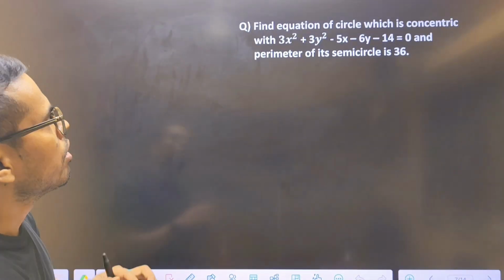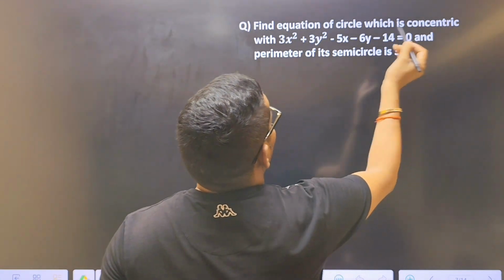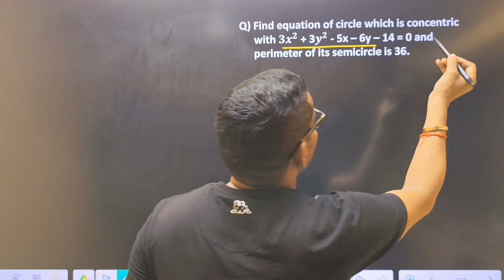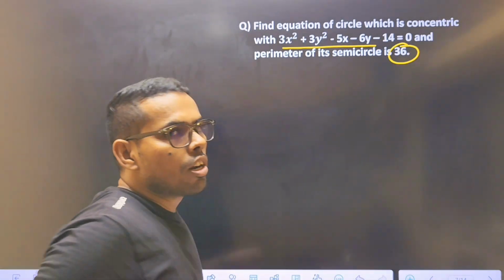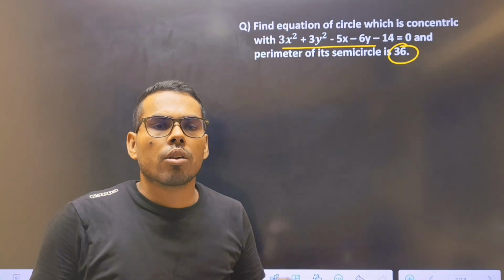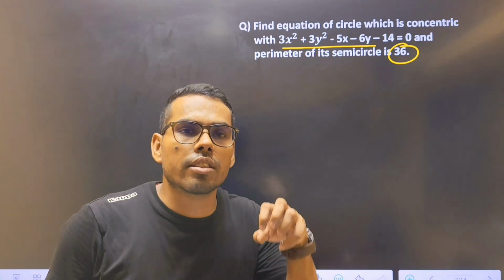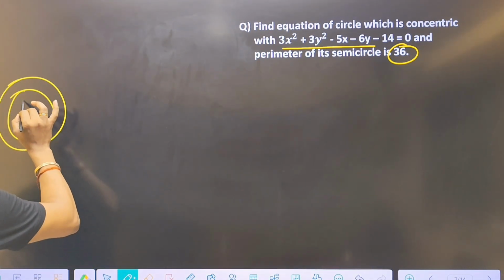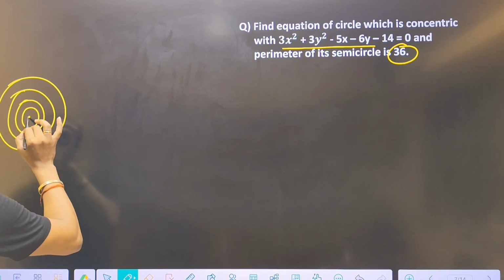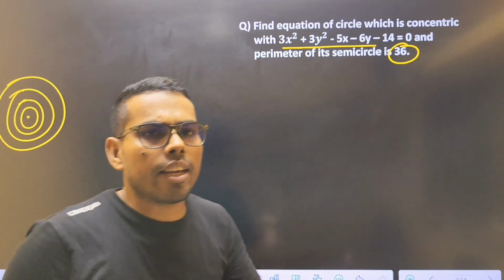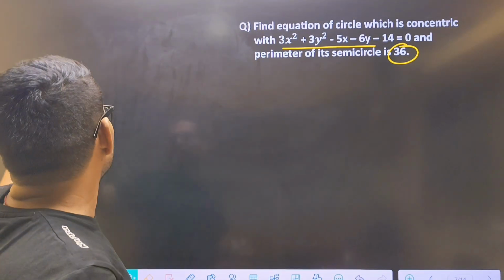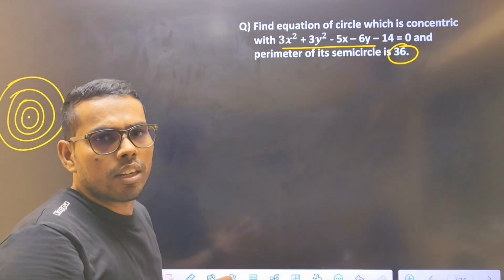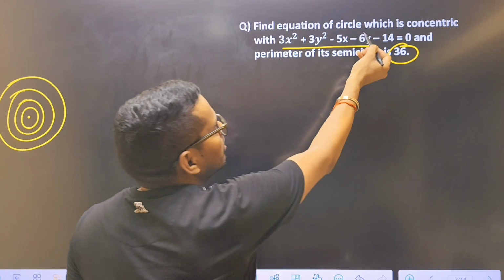The next question is: find the equation of circle which is concentric with this circle and the perimeter of its semicircle is 36. Now what is the meaning of concentric? Concentric means circles having the same center. Like this, all these circles are concentric, because they all have the same center. So the circle which we need has the same center as the given circle.